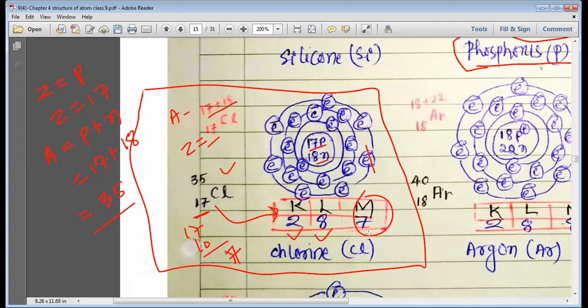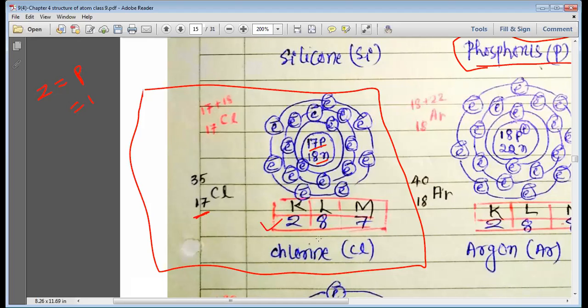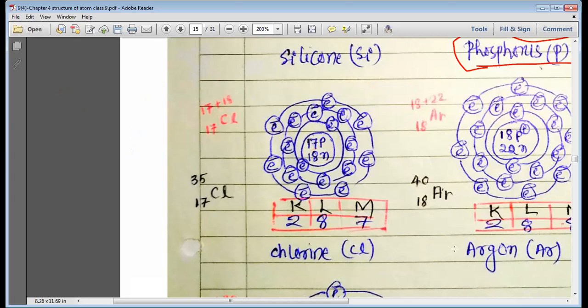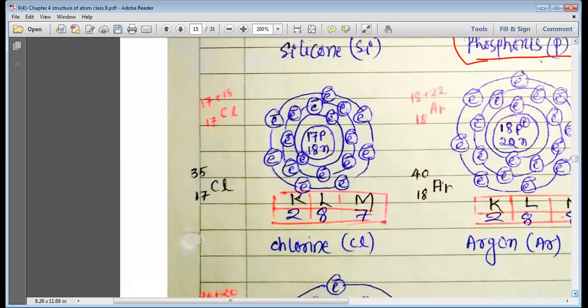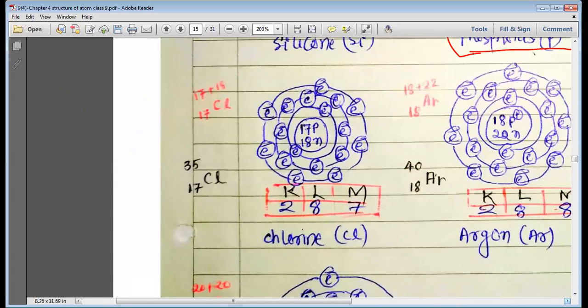In chlorine atom, in the nucleus, we have 17 proton and 18 neutron. And around the nucleus, in K shell, there are 2 electrons. In L shell, there are 8 electrons. And in M shell, there are 7 electrons around the nucleus. And this is how, my dear students, we study about the structure of our chlorine atom.